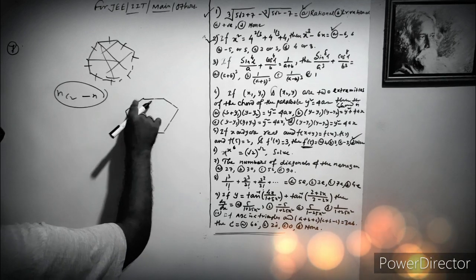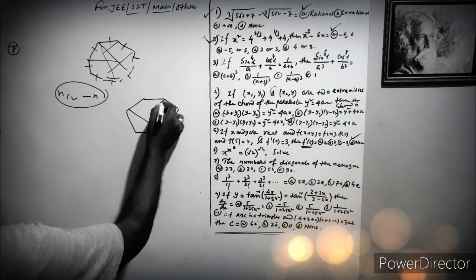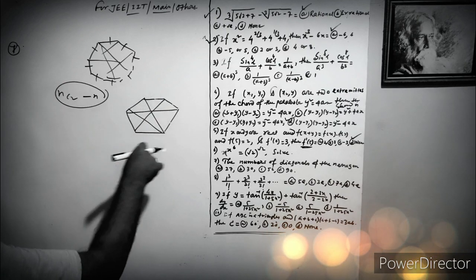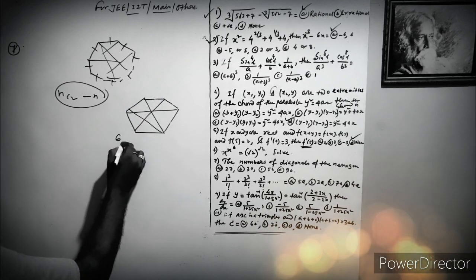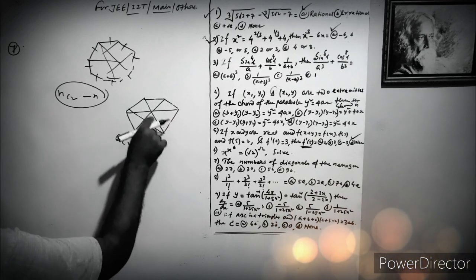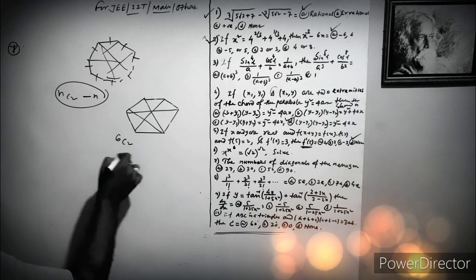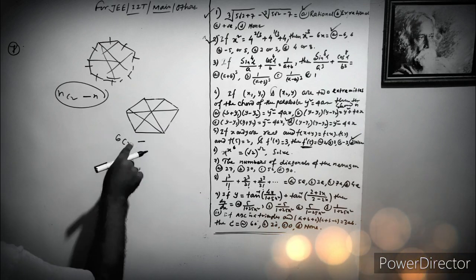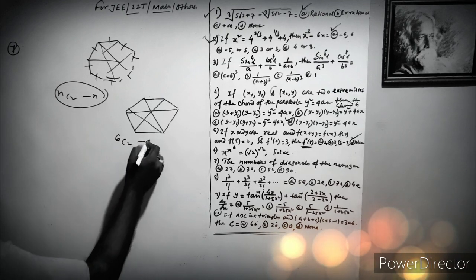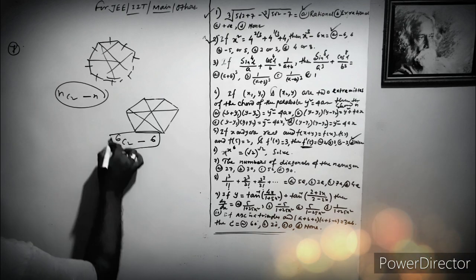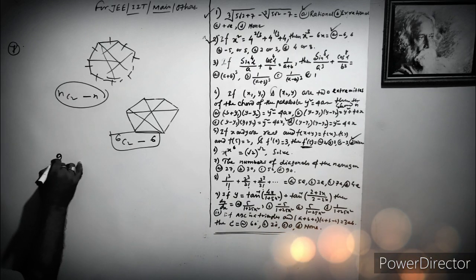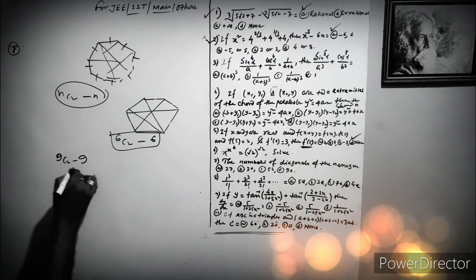Same for the hexagon: one, two, three, four, five, six. If we join these points, the number of straight lines will be 6C2, that is 1, 2, 3, up to 15. This is the number of lines. Now the 6 sides are included, so if 6 sides are subtracted, the remaining are all diagonals. So nC2 minus n is the answer.